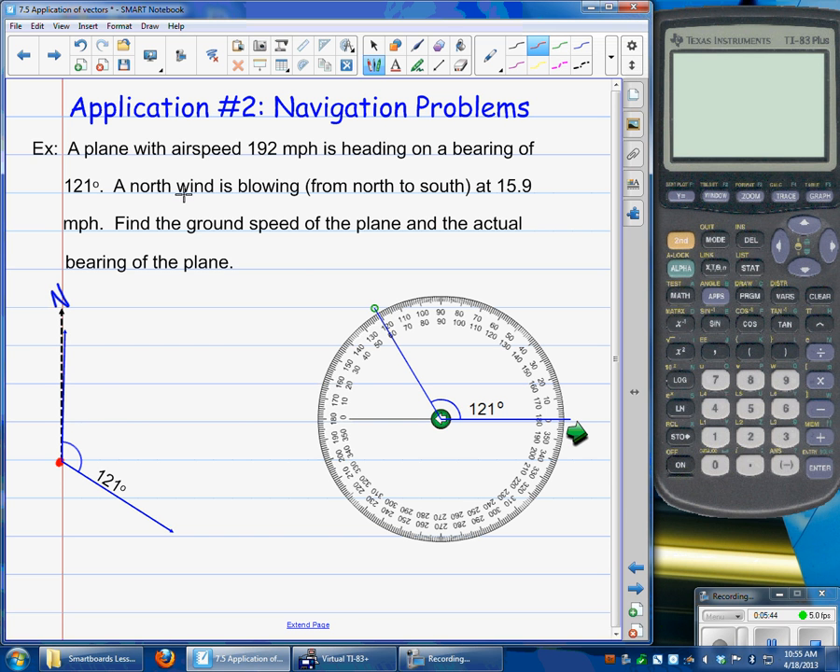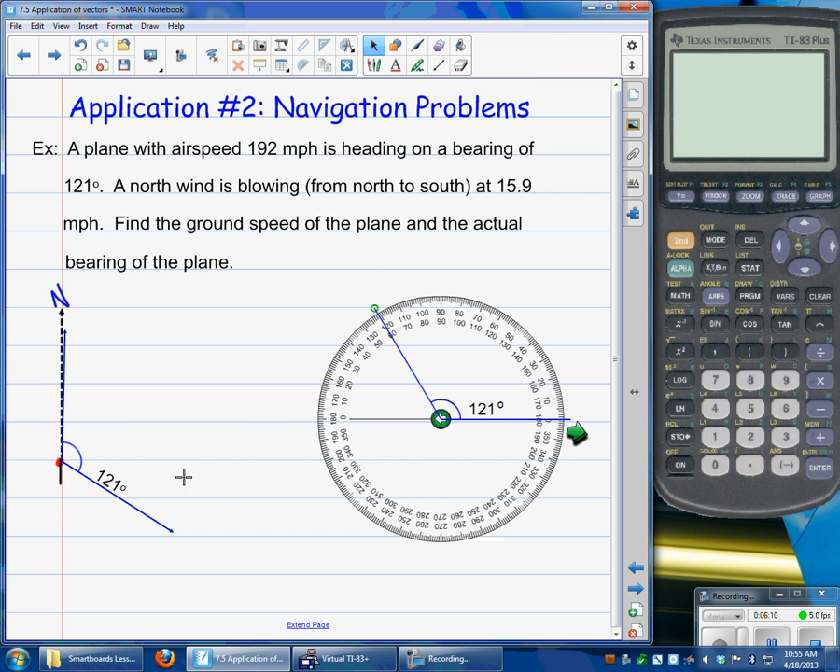It also says a north wind is blowing from north to south. So a northern wind blows from the north to the south. An eastern wind blows from the east to the west, and this one's going at 15.9 miles per hour. So if we draw on a vector, this one will just kind of sketch. Remember, it's coming from the north, a north wind from the north blowing to the south at 15.9 miles per hour. And we'll get these somewhat to scale here.